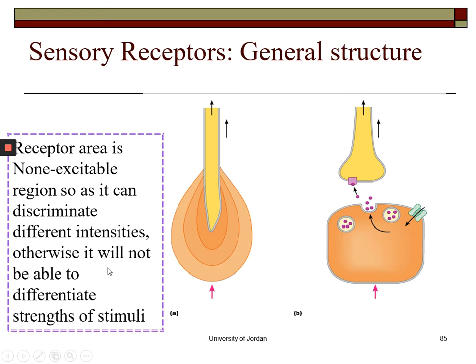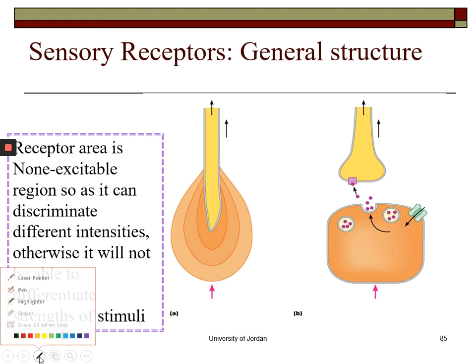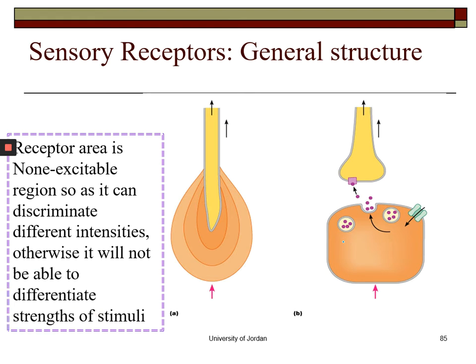The receptor area here is of two types. The receptor area could be separate from the afferent neuron. As you see, this is the afferent neuron and this is the receptor, and in between them there is a chemical connection, neurotransmitters or something like that. Or the receptor area could be the terminal part of the afferent neuron, as you see. So they are interconnected. Whether this or this, the mechanism of transduction, the mechanism of transmitting the signal, is the same.